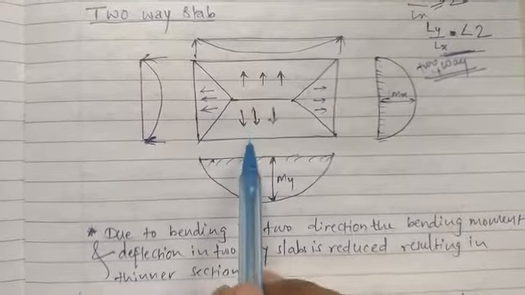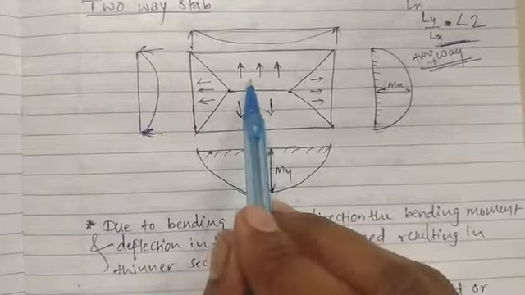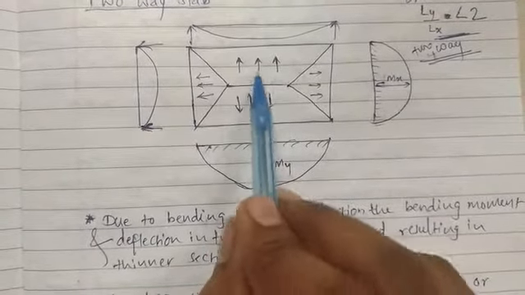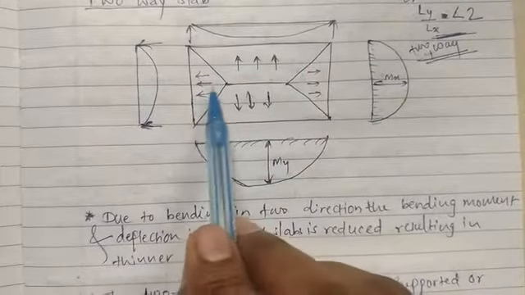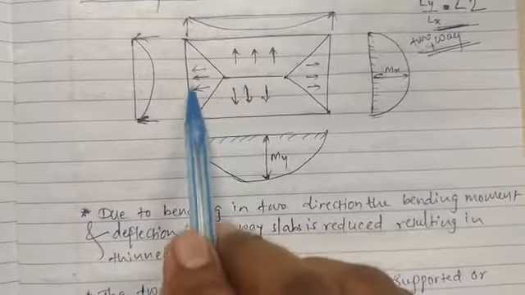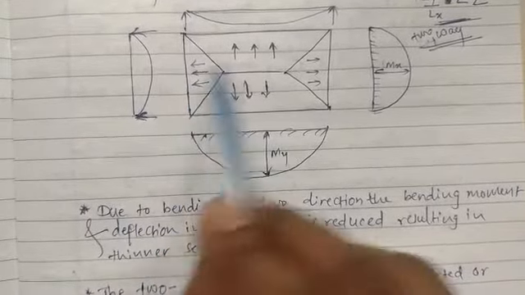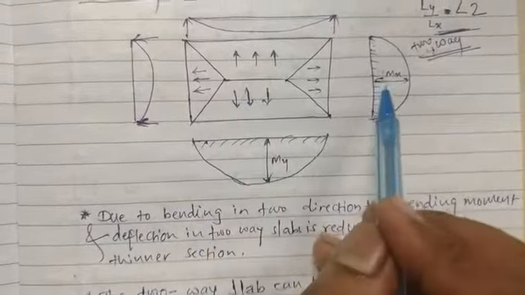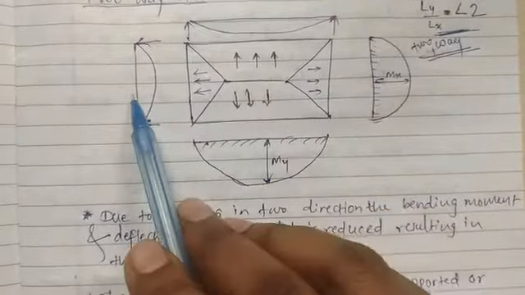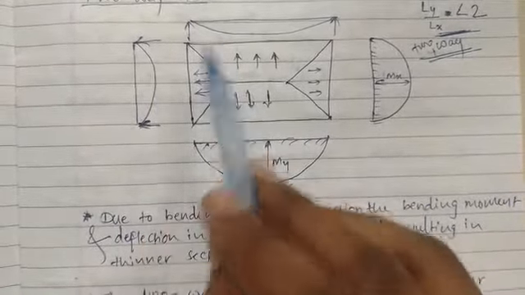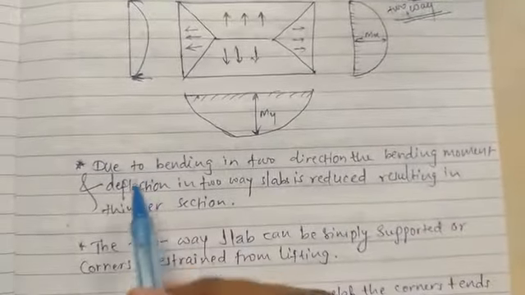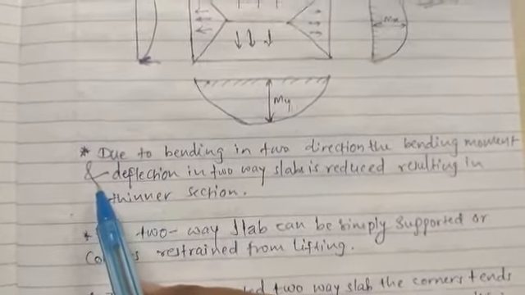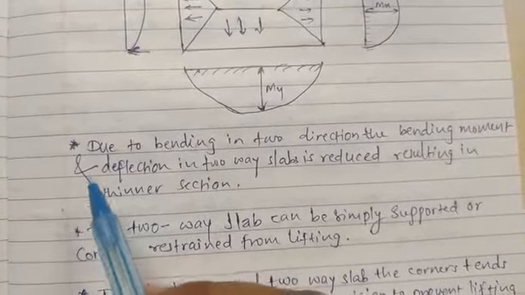I have represented this two-way slab, in which this part of the load of the slab will be carried by this beam or this wall, and this load will be carried by this beam or supporting system. I have also shown the deflection diagrams in x and y direction, and these are the bending moment diagrams in x and y direction.